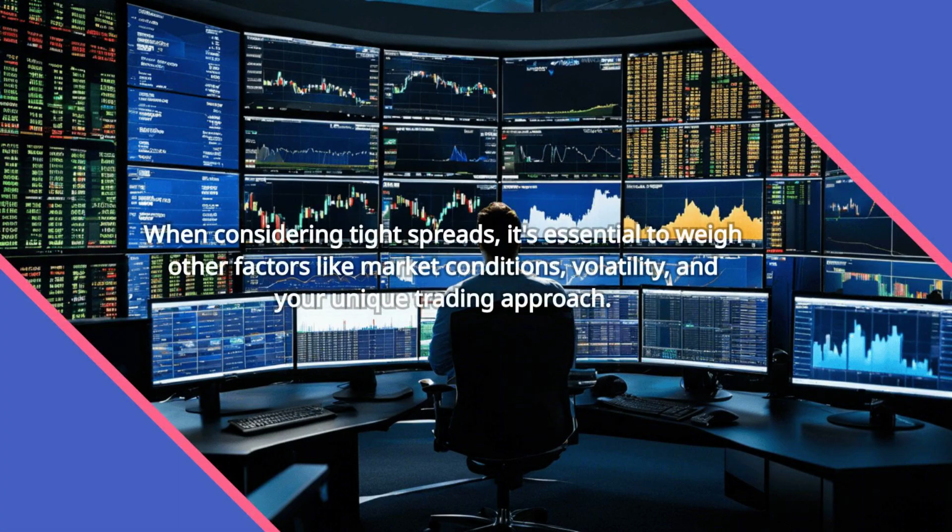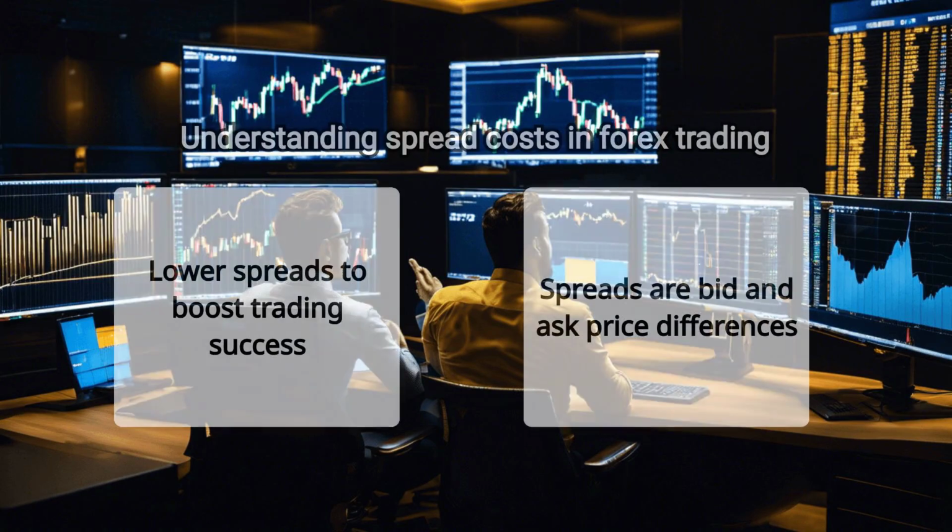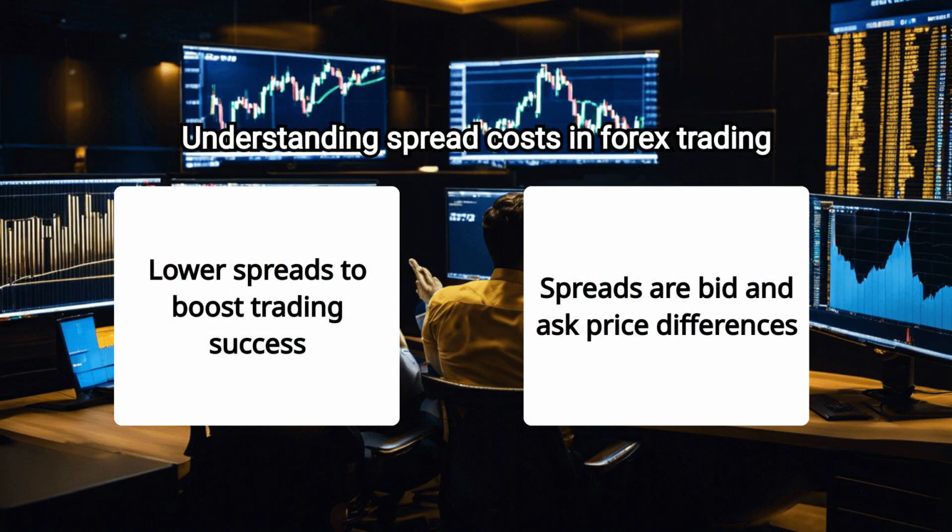While tight spreads are great, remember to look at other things too. Market conditions, volatility, and your trading style also matter. Knowing about Forex spreads, you make better choices. This is true when picking currency pairs and planning your trading. Understanding spread costs is key in Forex trading. Spreads are the difference between a currency pair's bid and ask price. They add to your trading costs.